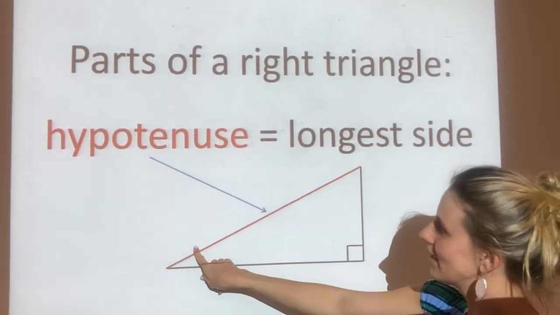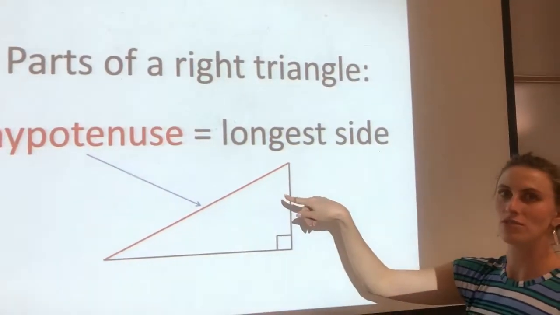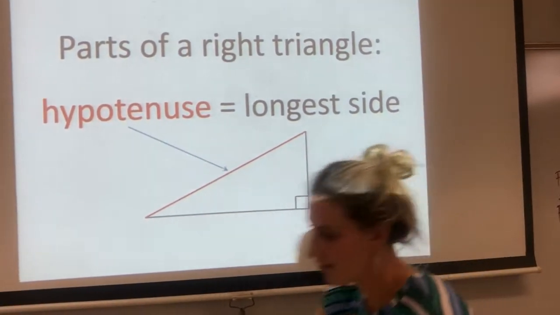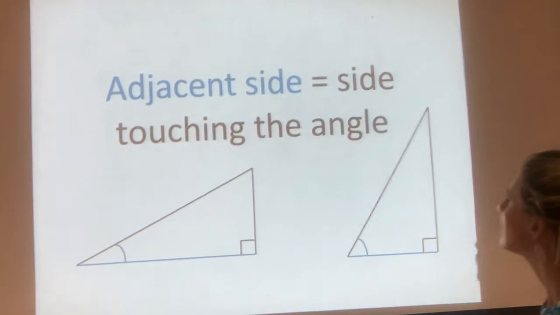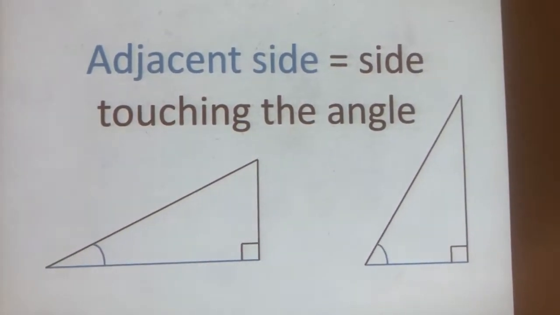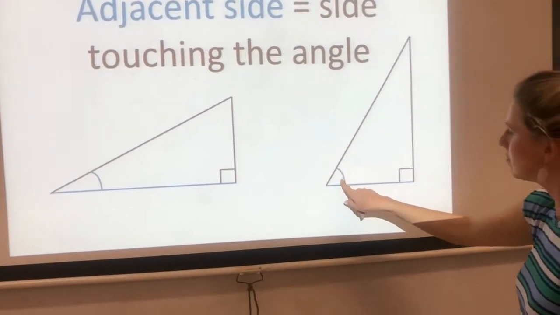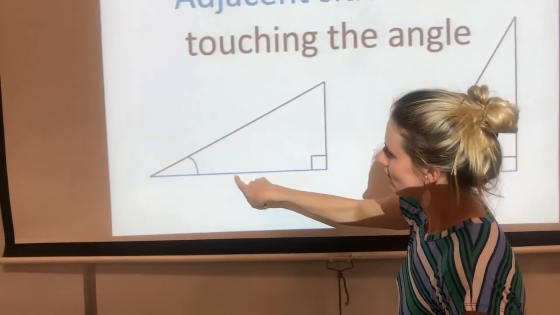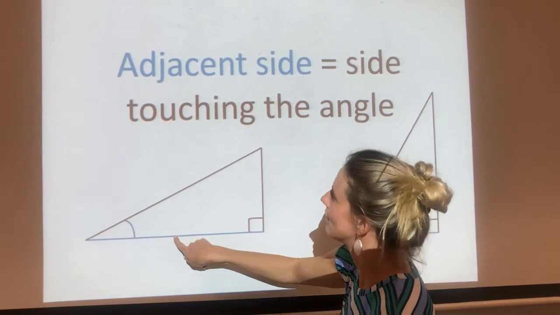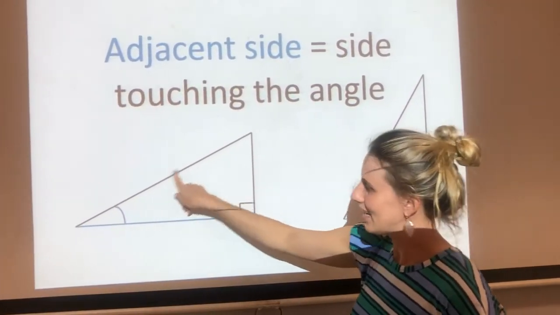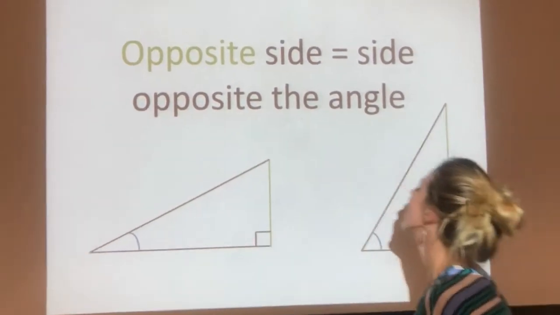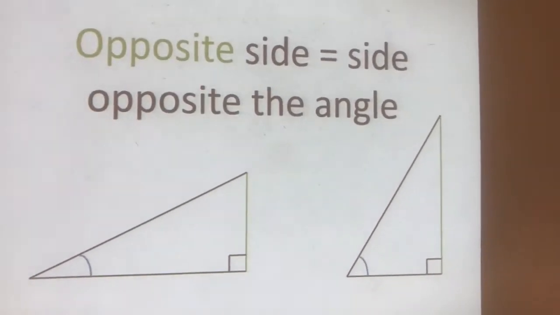The longest side is our hypotenuse. Write this down too, even if you don't know it. The adjacent side is the side touching the angle. So, angle, side touching the angle: adjacent side. This is not the adjacent side because that's the hypotenuse. It's the long one.